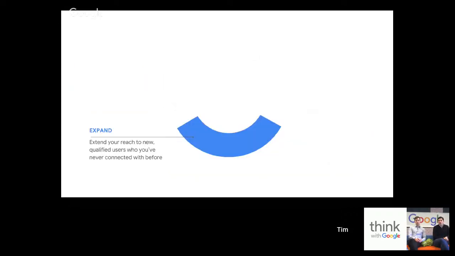Moving on to expanding. Once we have, let's say, proof of concept and something that works, how do we take advantage of that and use it to add another arrow to our bow, if that's the right expression? So definitely look at expanding on that, extending our reach to new qualified users who we've never connected with before, but we have all this precious data from.